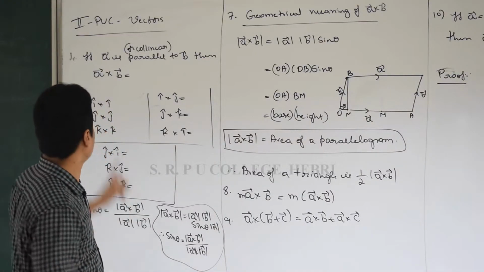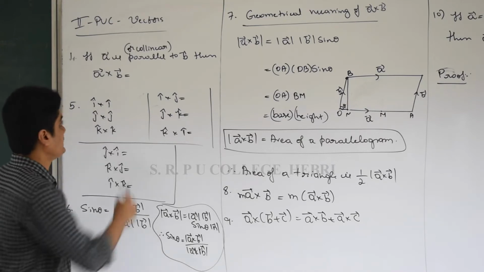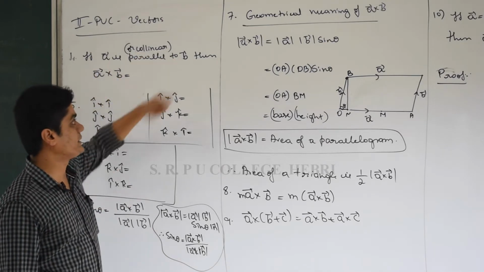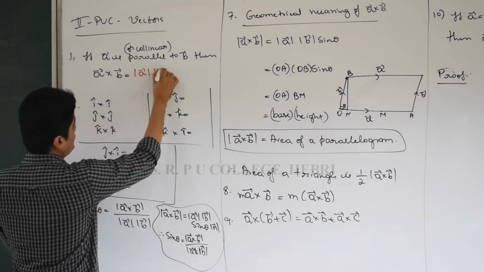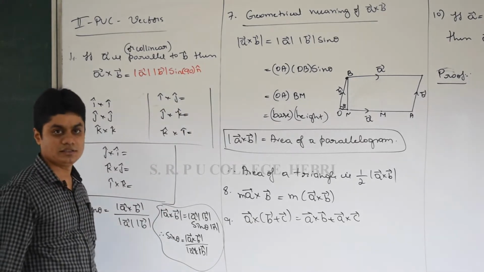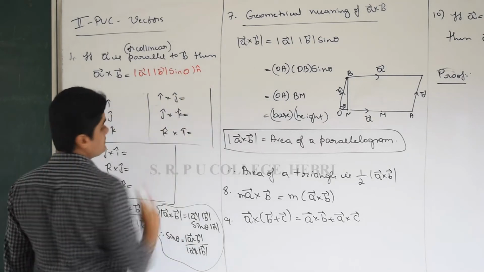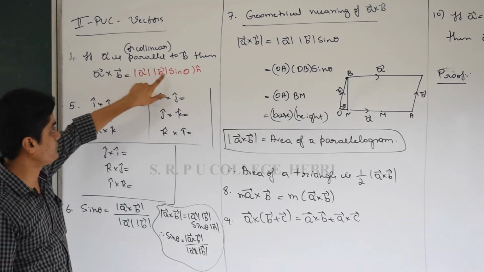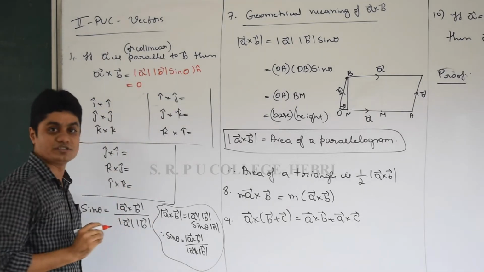So the next property, the fourth one: if A is collinear or parallel to vector B, then what may be the value of the cross product between vectors A and B? Observe carefully. Magnitude of vector A, magnitude of vector B into sine of 0 degree into n cap. Sorry, the angle should be 0, not 90. What is the value of sine 0? Sine 0 is equal to 0. So magnitude of vector A into magnitude of vector B into sine 0 into n cap, and sine 0 is equal to 0.